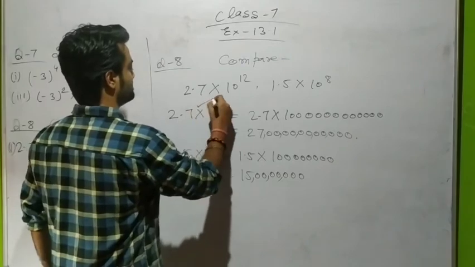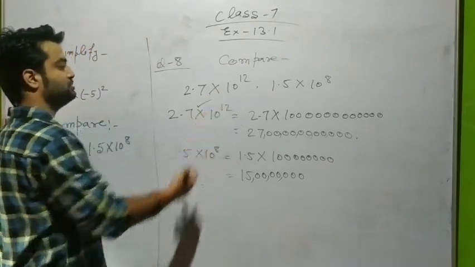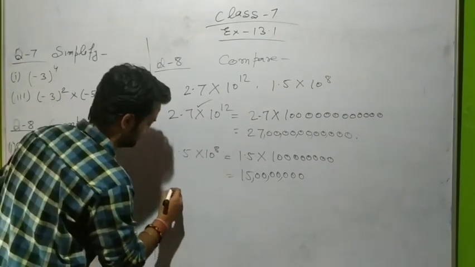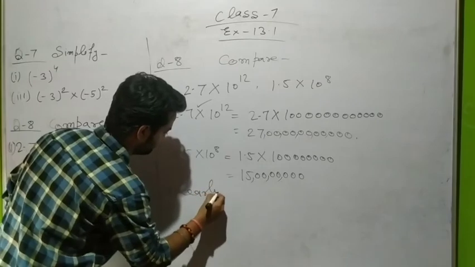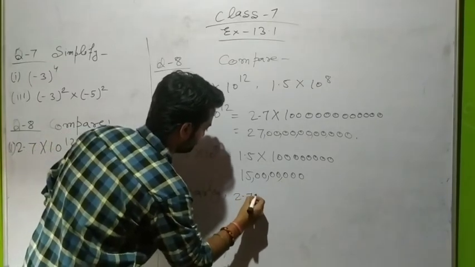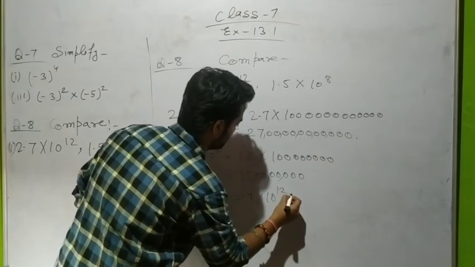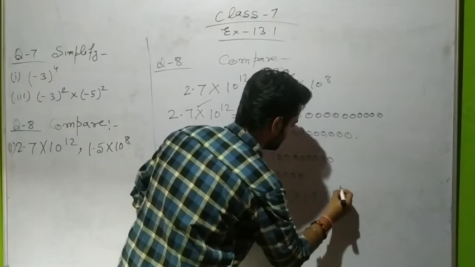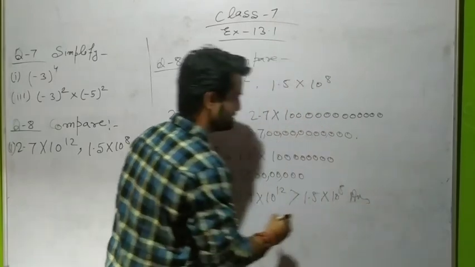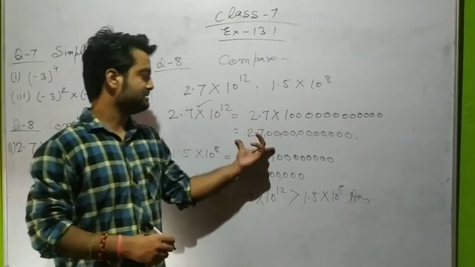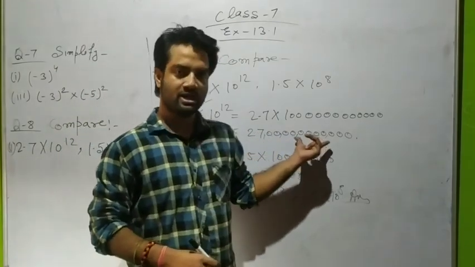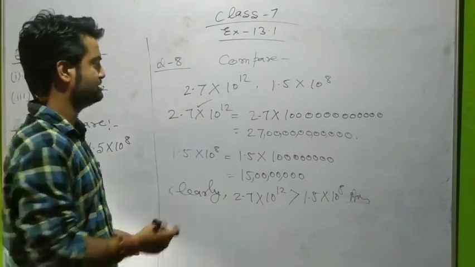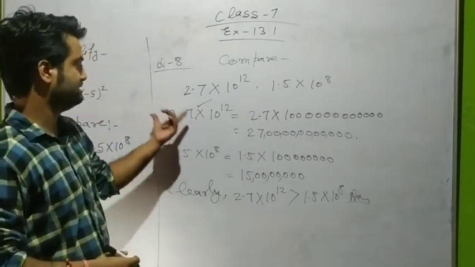Clearly 2.7 into 10 raised to the power 12 is greater than 1.5 into 10 raised to the power 8. So we can write here that 2.7 into 10 raised to the power 12 is greater than 1.5 into 10 raised to the power 8. This is our answer. As you can see, this number is so huge, taking so much space to write, and when we write it in exponential notation, it is written simply, in a small space, and it is also easy to understand.